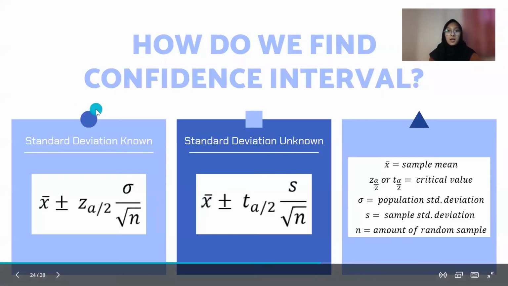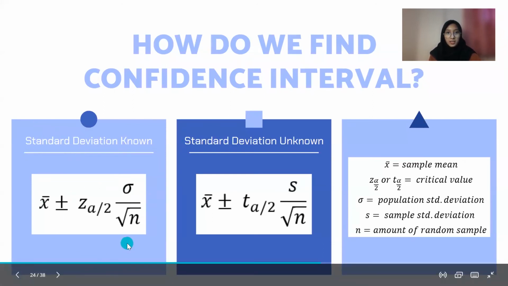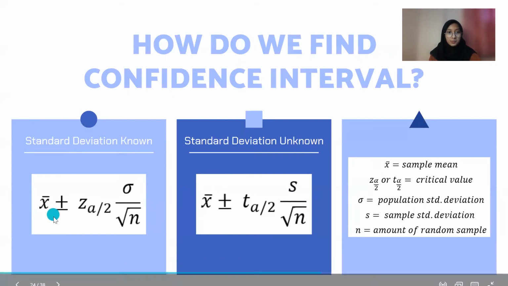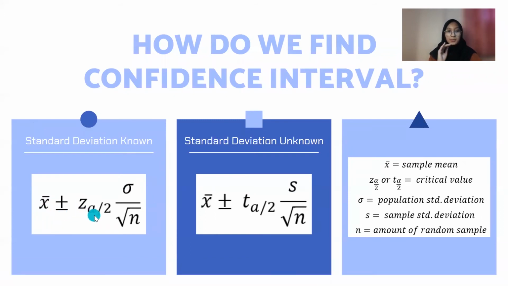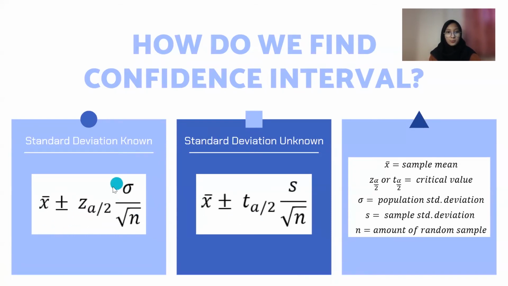So how do we find the confidence interval? If the standard deviation is known, we use this formula, and if the standard deviation is unknown, we use this formula. So x bar plus or minus z alpha per 2 times the standard deviation per square root of n. The difference between these two formulas is the standard deviation. Okay, so I will explain the formula.